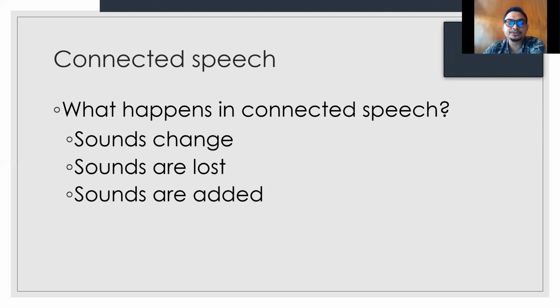But what we are going to talk about now is what happens in connected speech. There are three types of connected speech changes: sounds change, sounds are lost, and sounds are added. But for now, we are going to talk about two things: sounds change and sounds are lost.